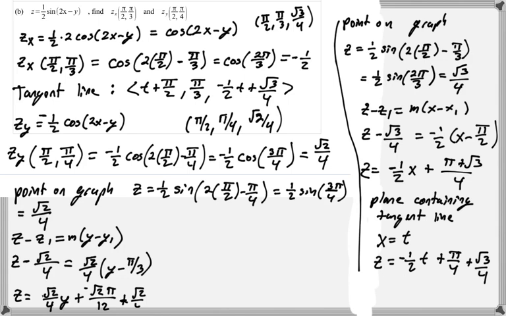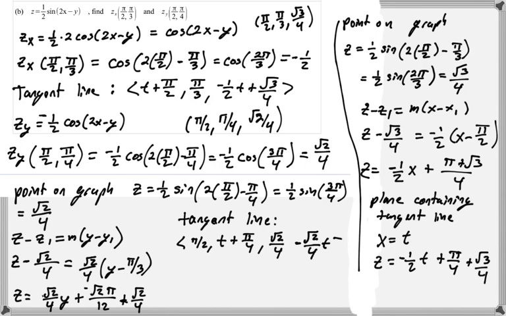Okay, so that'd be our plane containing the tangent line. So then our tangent line would be pi over 2, comma, t plus pi over 4. So we want it to run along the y-axis. And then root 2 over 4, and then it should be a plus, a positive slope here.